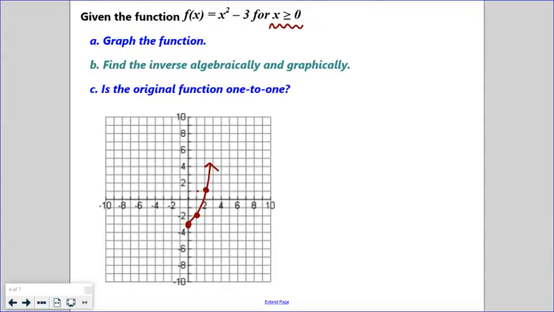Okay, so that's the function we're starting with here. Questions on just getting that drawn? Okay, so finding the inverse algebraically and graphically. Again, algebraically, we're going to go to our equation, switch our x and y, solve for y. So we'd start out and it would say x equals y squared minus 3, solve for y.